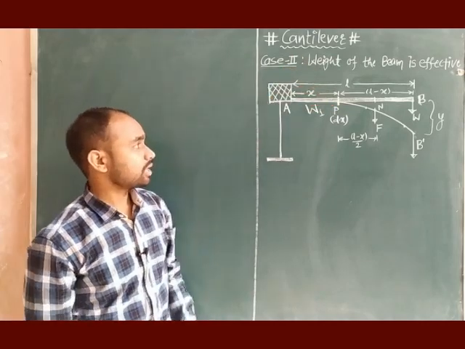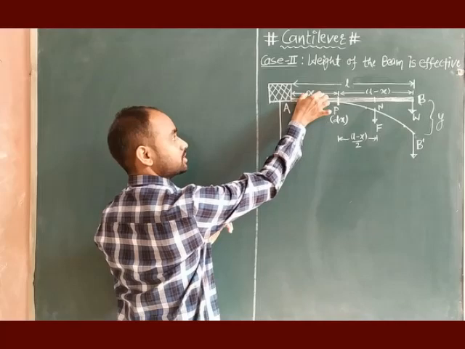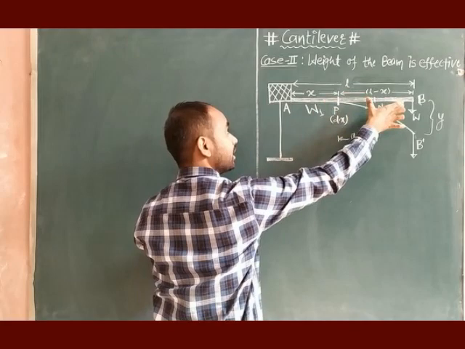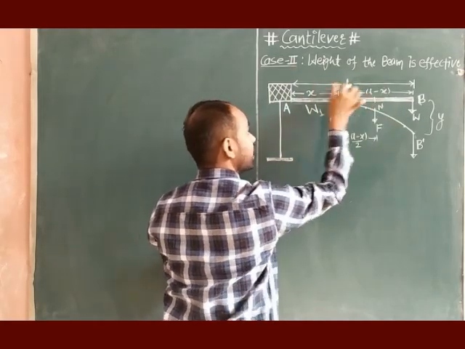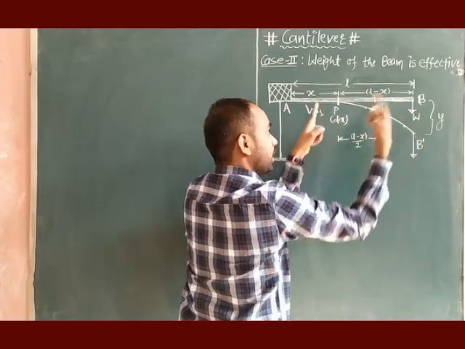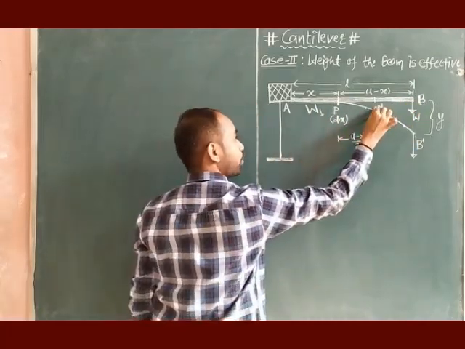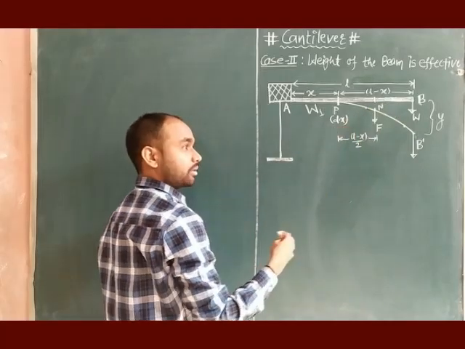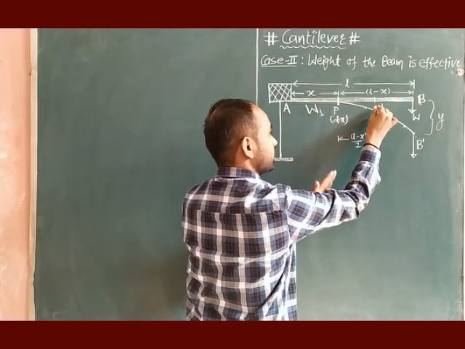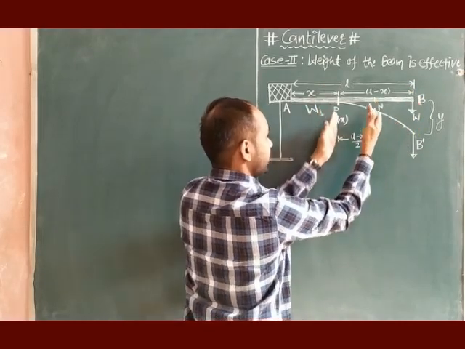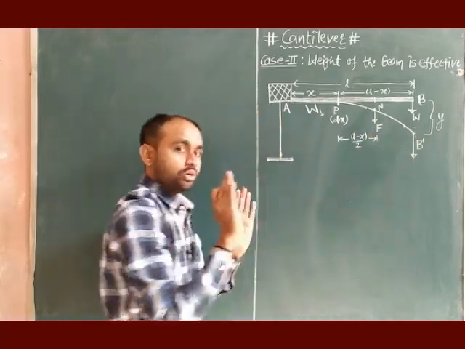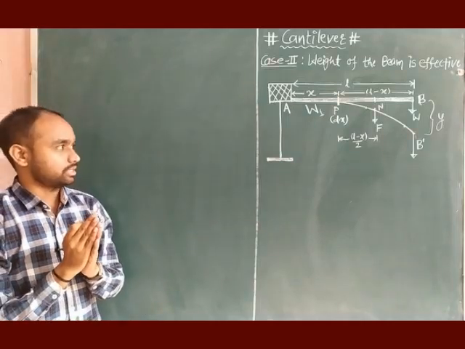As x is the distance of point P from fixed point A, the remaining length of the beam, where L is the total length, is L minus x. Now in that we will consider the midpoint N, the midpoint of the remaining length L minus x. So half of that is (L minus x) by 2, and this portion is again (L minus x) by 2. You'll understand why we have considered it like this.